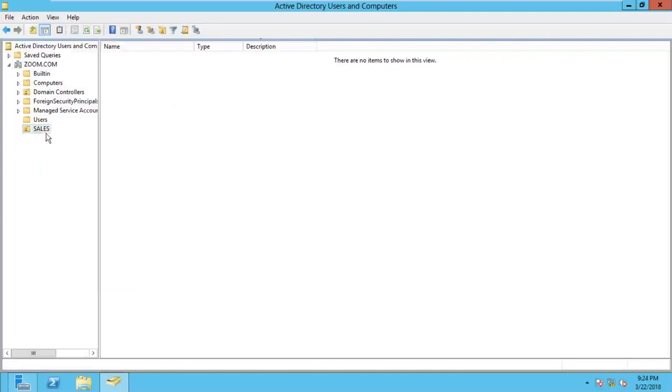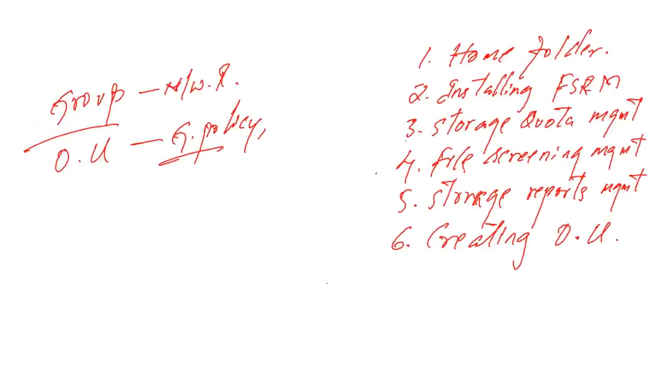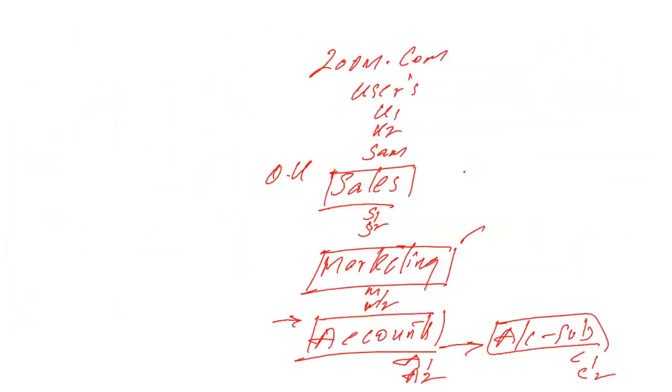So now we created the OU here. Like this we can create multiple OUs like marketing, right? We can create the accounts also. In that we can create the user accounts, okay? So this is the method and procedure to create the OUs.